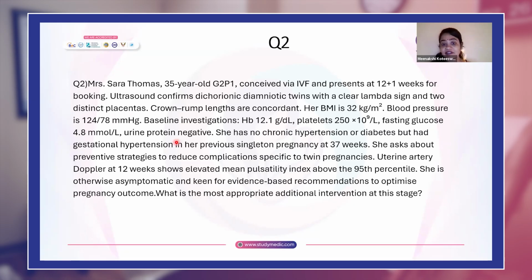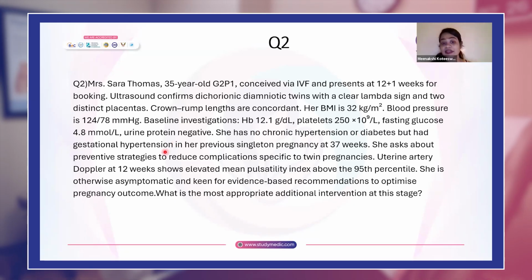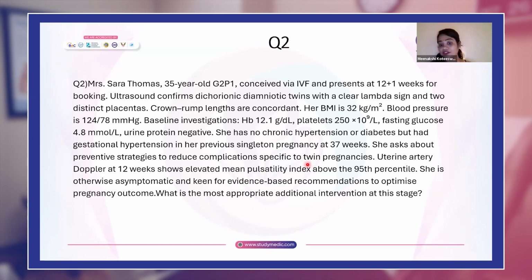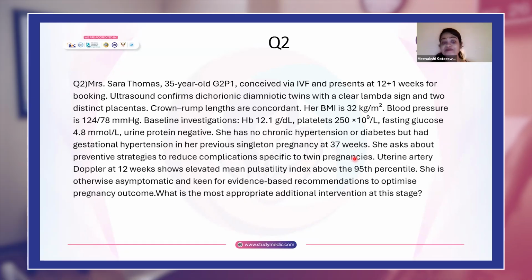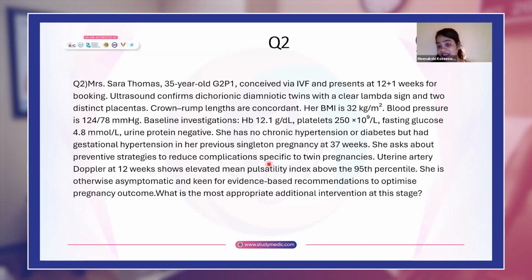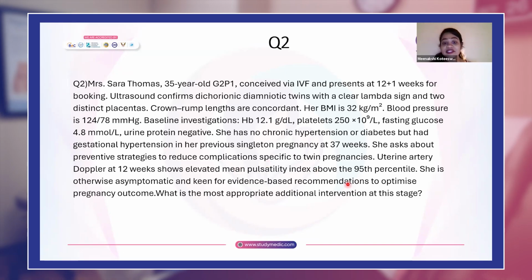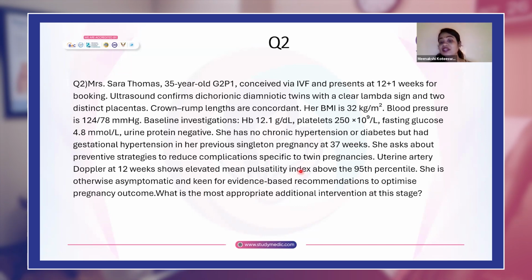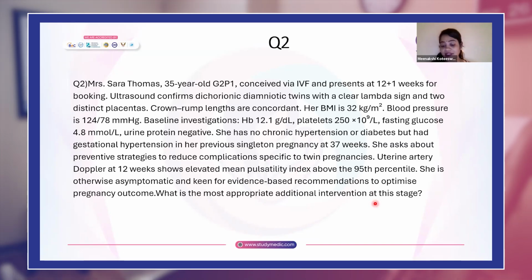Urine protein is negative. She has no chronic hypertension or diabetes, but had gestational hypertension in a previous singleton pregnancy at 37 weeks. She asks about preventive strategies to reduce the complications specific to twin pregnancy. Uterine artery Dopplers at 12 weeks show an elevated mean pulsatility index above the 95th centile. She is otherwise asymptomatic and is keen for evidence-based recommendations to optimize the pregnancy outcome. What is the most appropriate additional intervention at this stage?